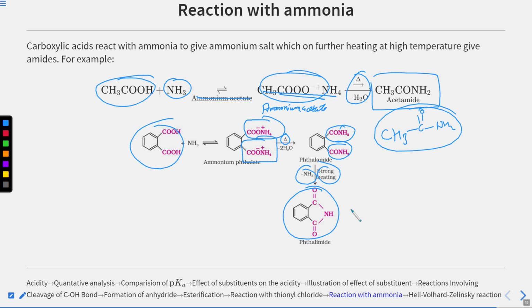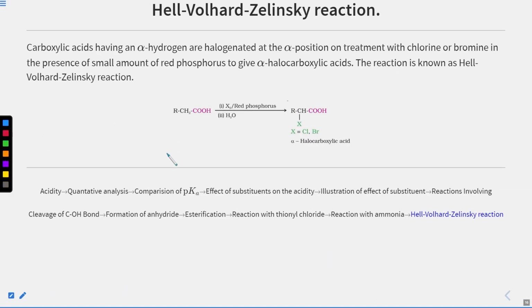Now at last, we will see what is this Hell-Volhard-Zelinsky reaction. So you must look at this reaction properly because it is a name reaction. So what do we do in this reaction basically? In this reaction, we treat our carboxylic acid with X2 and red phosphorus, and then hydrolyze it. Now the product that is formed is interesting. Why is it interesting? We get a halogen at the alpha position.